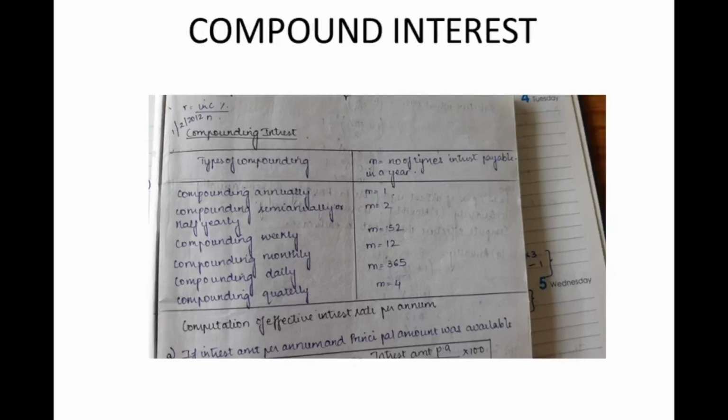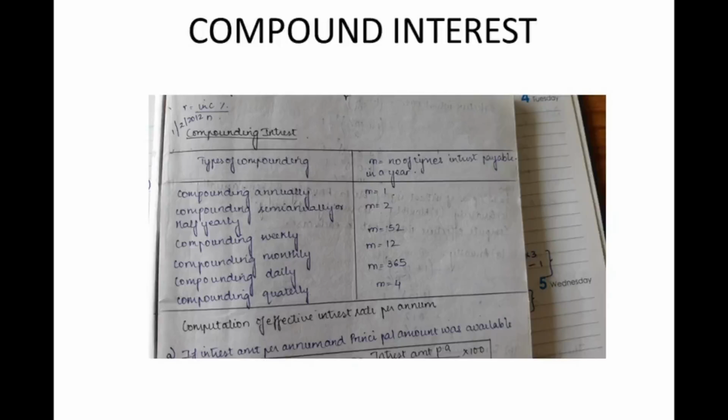Basically, compounding interest will be greater than the simple interest. Why? In simple interest, as I have told you, only the principal amount is taken, and on that the interest is calculated. But in compounding interest, we take the principal amount plus the interest amount, and on that sum we multiply the percentage in order to compute the compounding interest.